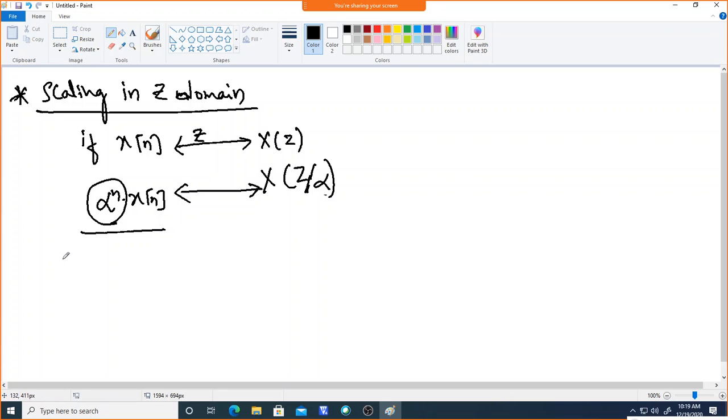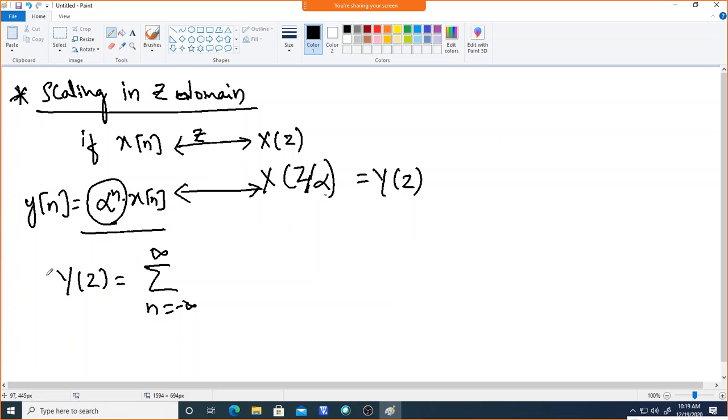So we know this, we can take it as y of n. Then the corresponding y of z will be nothing but x of z by alpha, which is the scaled version. So now we take y of z, which is the summation n equal to minus infinity to plus infinity of y of n into z power minus n. Now y of n we can replace, which is summation n equal to minus infinity to plus infinity alpha power n into x of n into z power minus n.